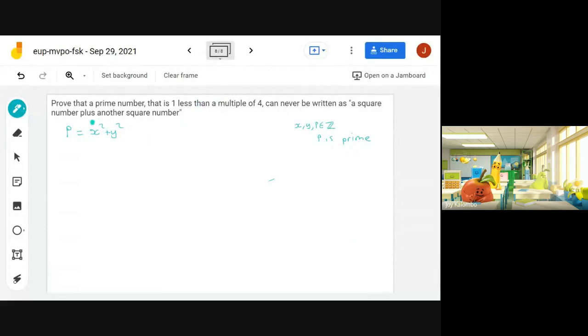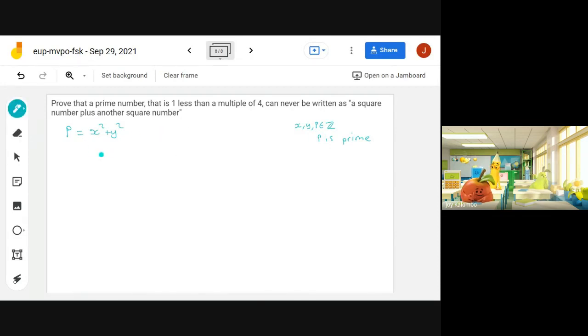So with this question here, we want to prove that a prime number that is 1 less than a multiple of 4 can never be written as a square number plus another square number, i.e. p equals x squared plus y squared. I've written here x, y, and p are integers, and that p is prime.